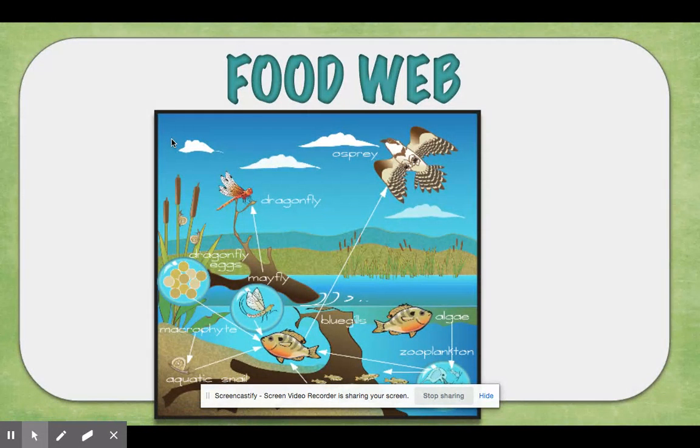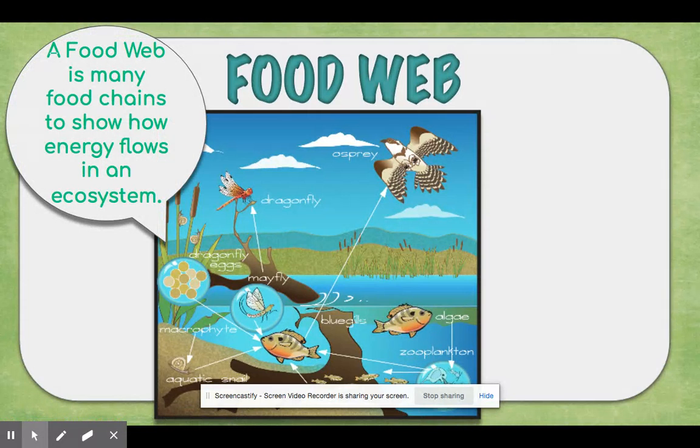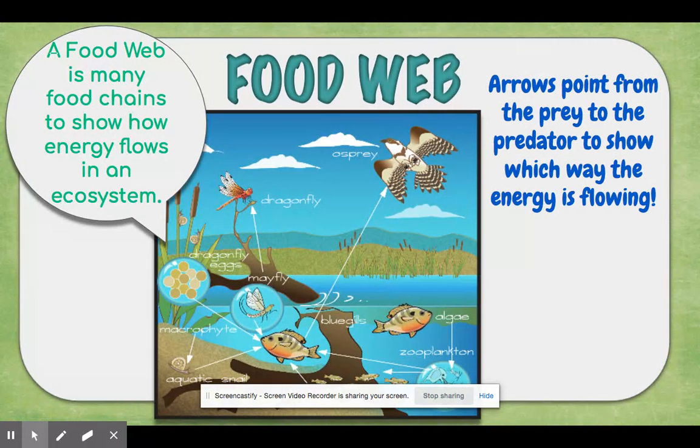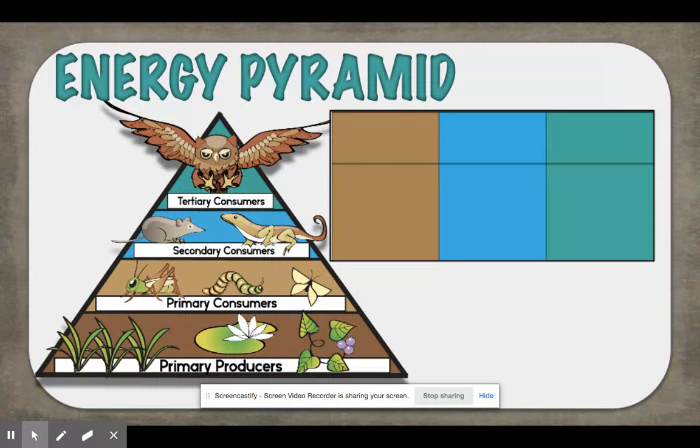Food web is a bunch of those food chains connected. It shows how energy flows in an ecosystem. The arrows point from the prey to the predator to show which way the energy is flowing.